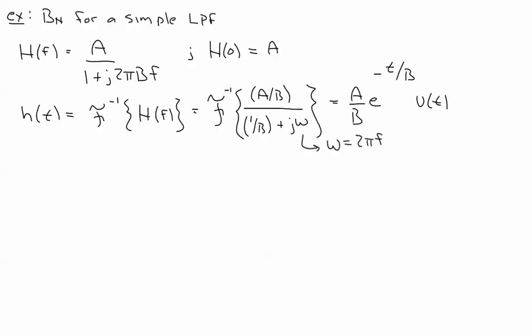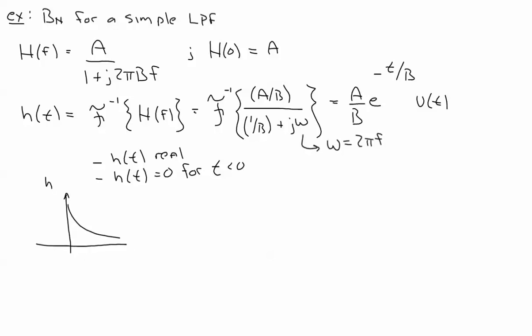So here is a case where my impulse response is real and h of t equals 0 for time less than 0. My impulse response, for example, looks something like this. That's the kind of low-pass filter characteristic that Cooper and McGillem assume, as I pointed out on the previous page.